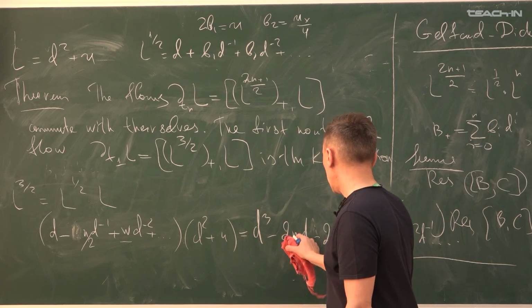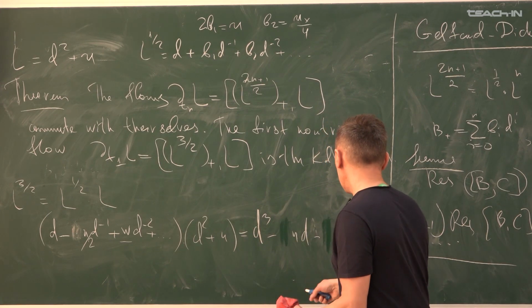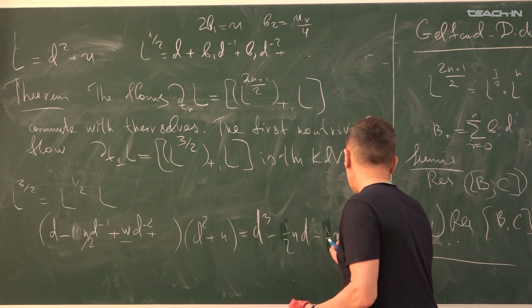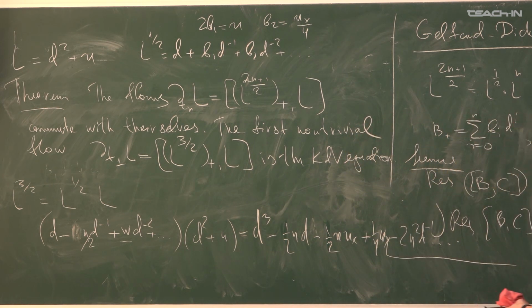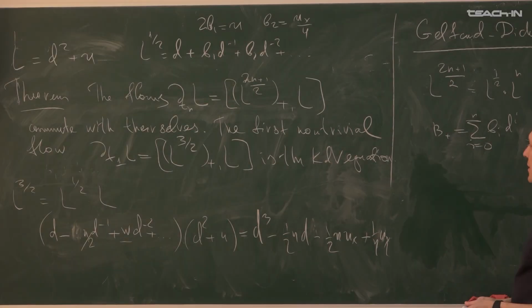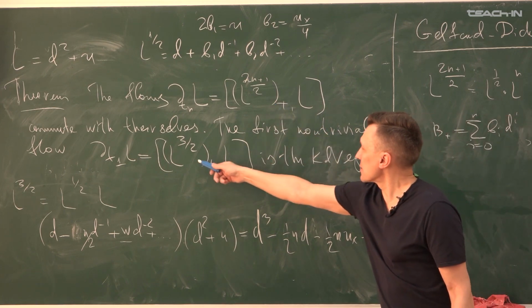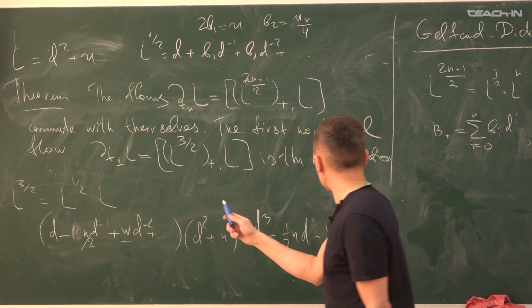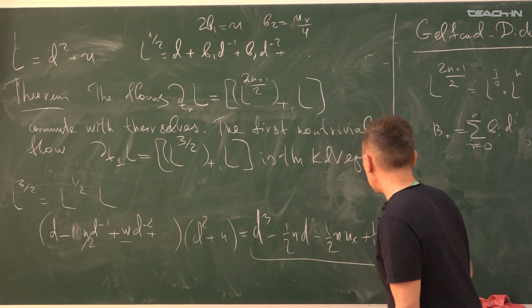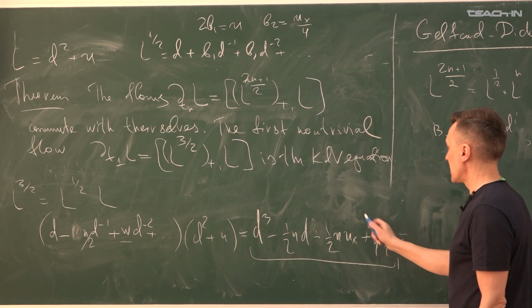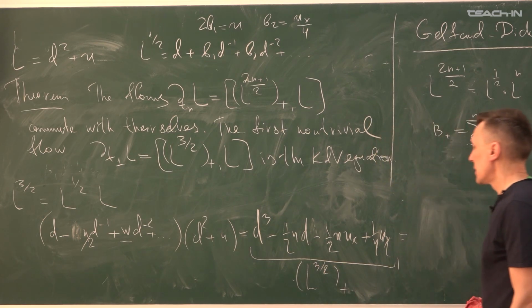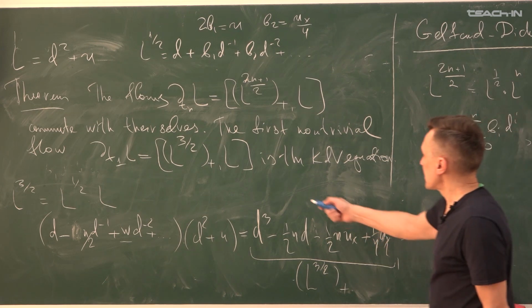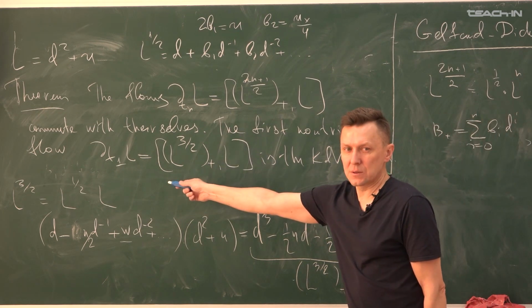And 1 over 2. And here 1 over 4 ux. And now we have to calculate this for, yes, this part is L 3 over 2 plus. And now we have to calculate this commutator.